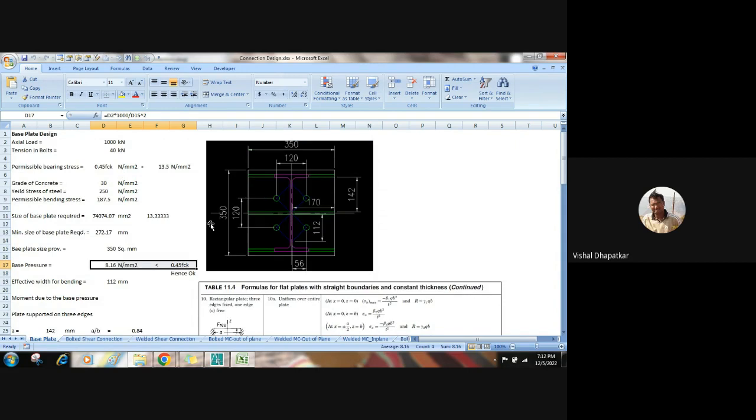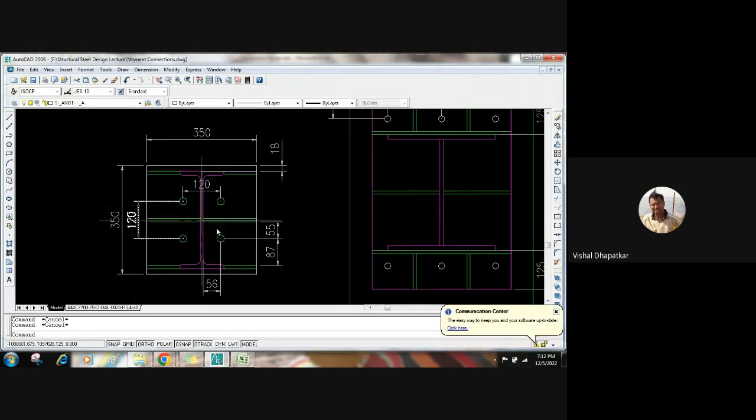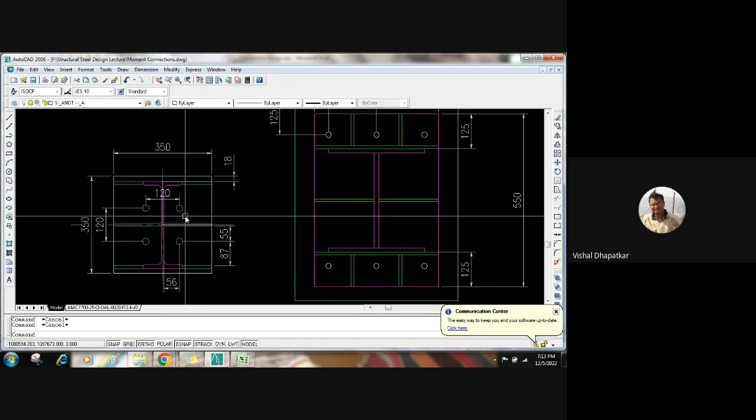Now, can anyone tell me why we have provided the bolts in both directions, 120, 120, the same in both directions? Why can we not reduce on one side, or any idea?